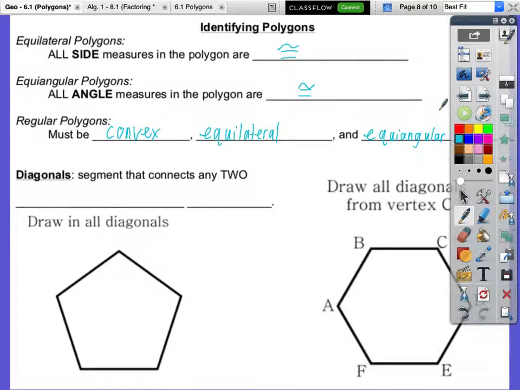So before, for a triangle, we just had it being equilateral and equiangular because you can't have a concave triangle. It's not possible with only three sides and three angles. Whereas with four or more sides, it is possible. So we have to add in that it has to be convex as well as equilateral.